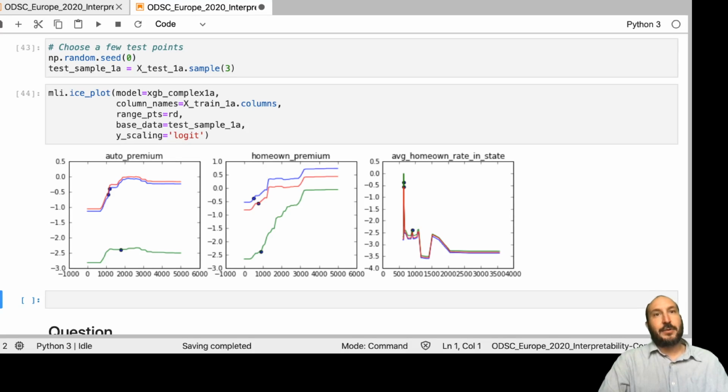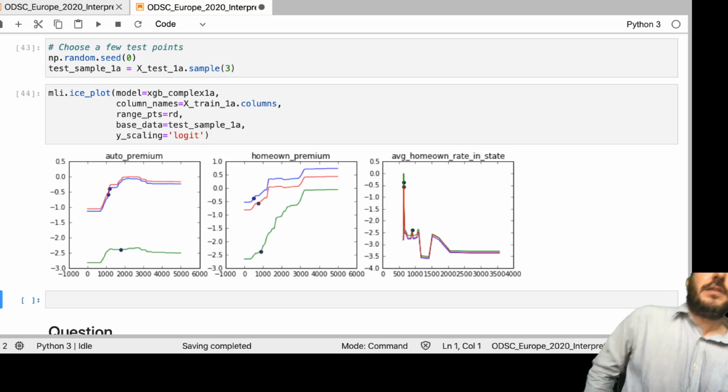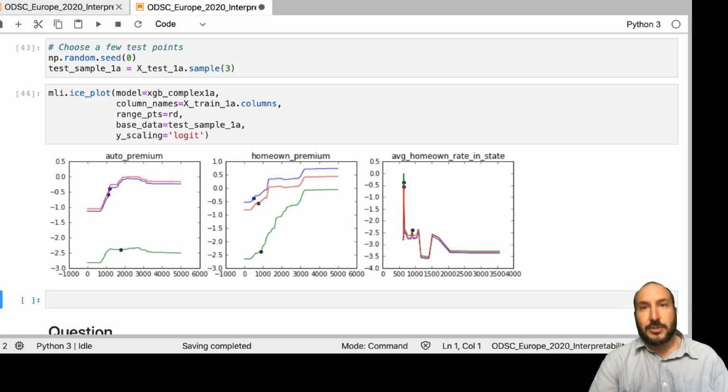And here now we're starting to see something very interesting. The first is that for our homeowners premium, the ICE plots are now always increasing. So we got rid of that bump, whereas before we had that bump up and down and up again. Now that we are controlling for the average homeowners rate in the state, we have a model that says, no, as you pay more in premium, you're more likely to buy an umbrella policy. So let's try to understand what's going on.